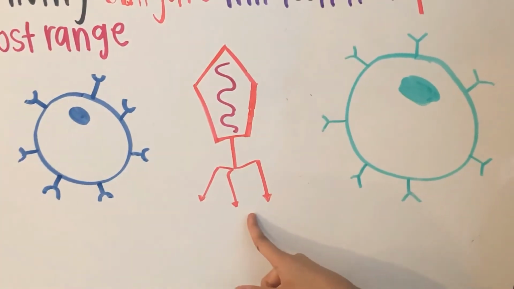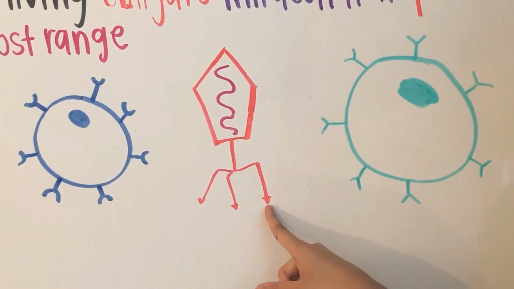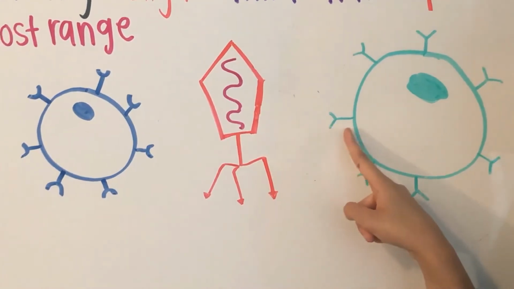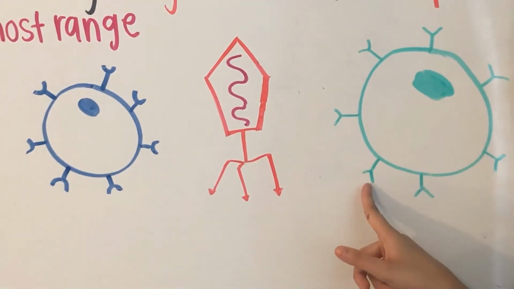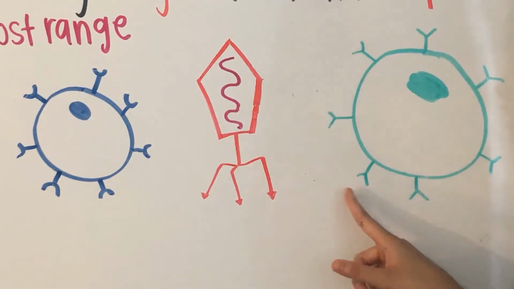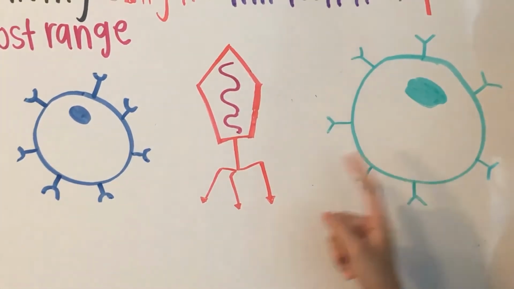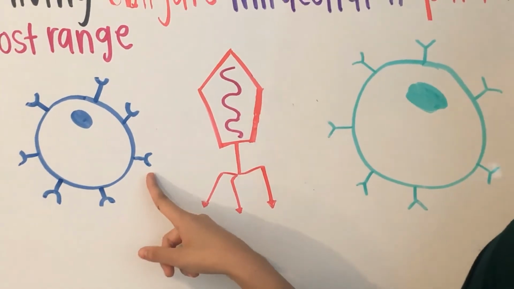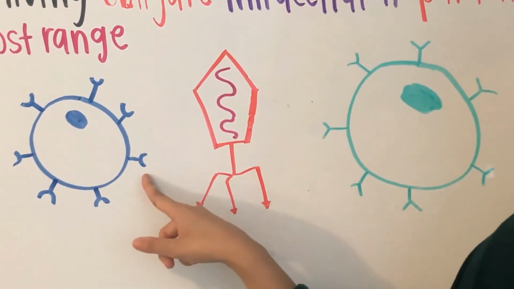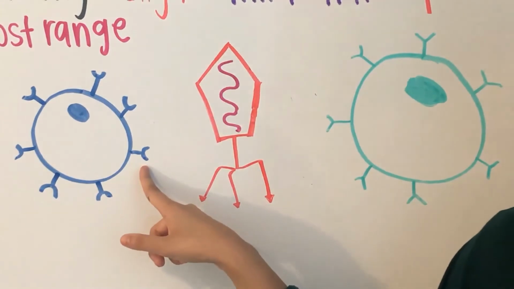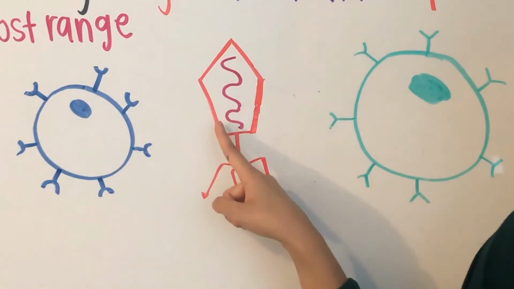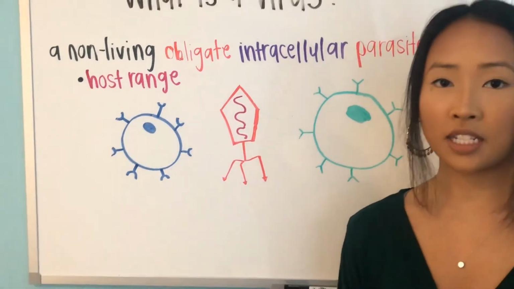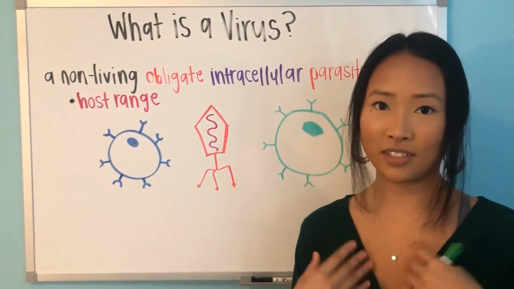So if you look here, there are little triangles on the legs of this virus, and over here on this cell, it has receptors that can fit triangles. So this virus can infect this cell, but on this cell, there's little half moon receptors, and so these little triangles are not going to fit onto these receptors, and so this virus can only infect this cell. It cannot infect this cell. So for example, plant viruses cannot infect humans.